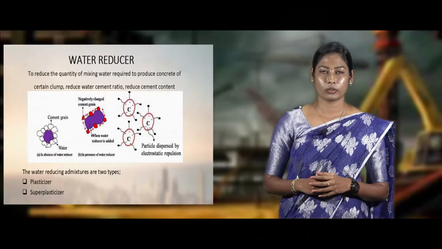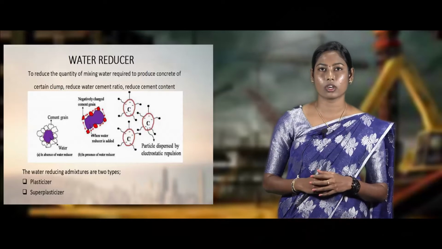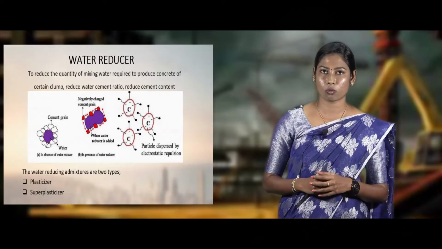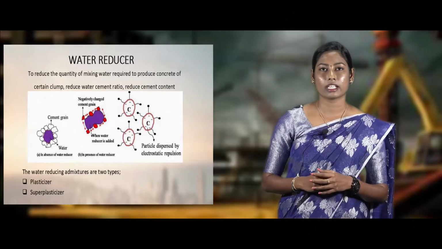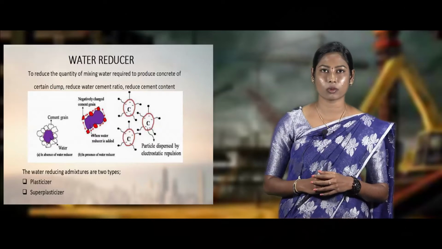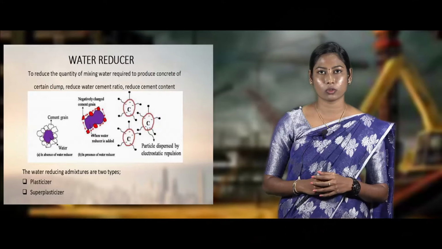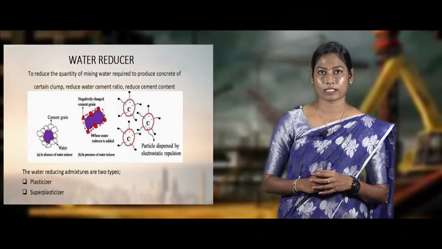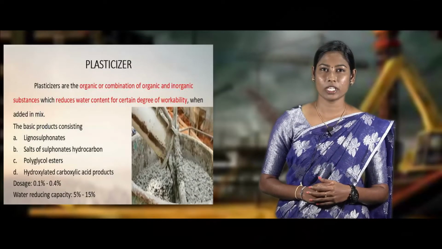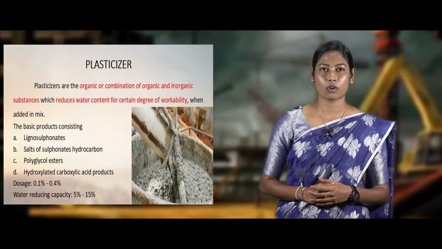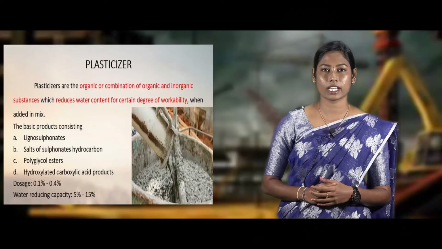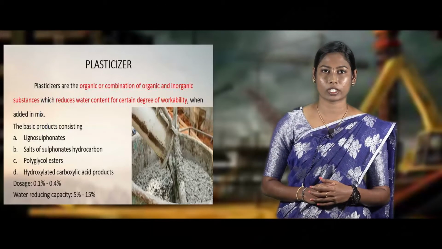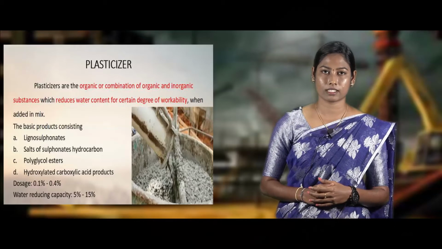Now see water reducer. Water reducer admixtures are used to reduce the quantity of mixing water to produce the concrete of certain slump, with reduction of water cement ratio, reduction of cement content and increase in workability. It is classified into plasticizers and superplasticizers. Let's see plasticizers. The combination of organic substance or inorganic substance which causes the reduction of water content for a given workability, we call it as plasticizers.